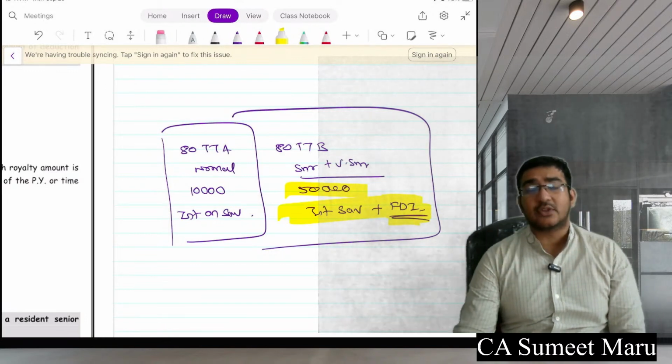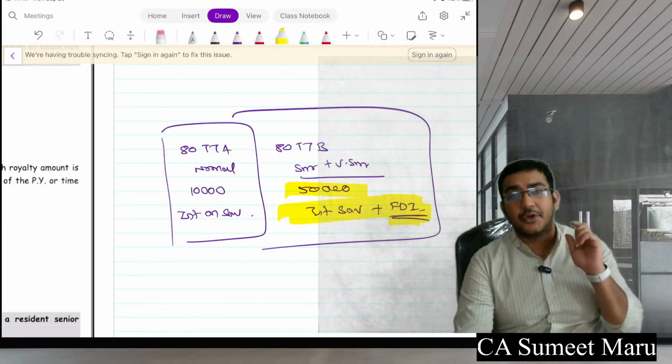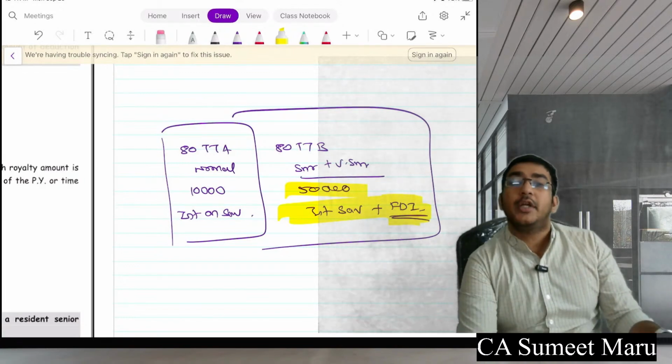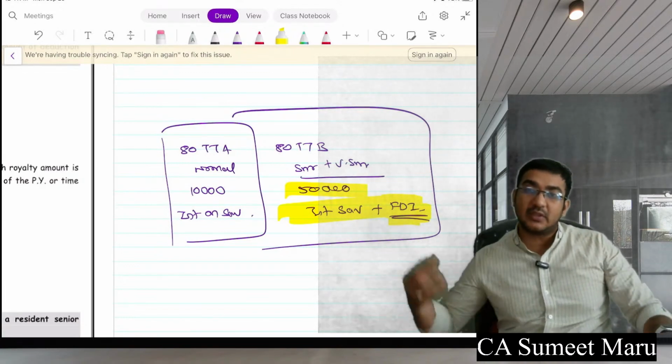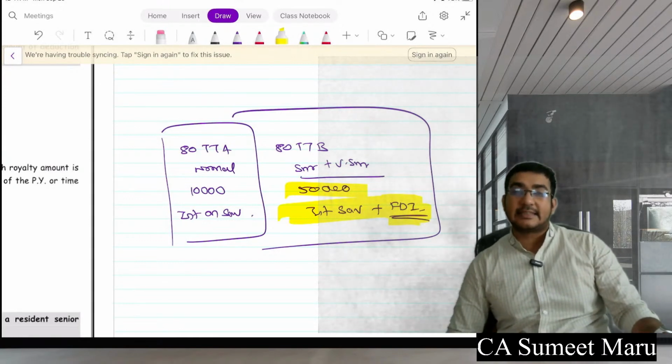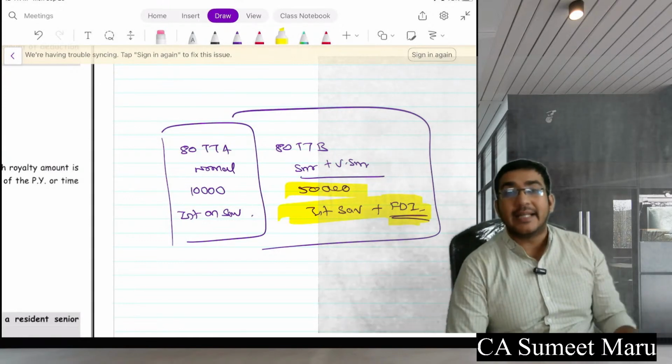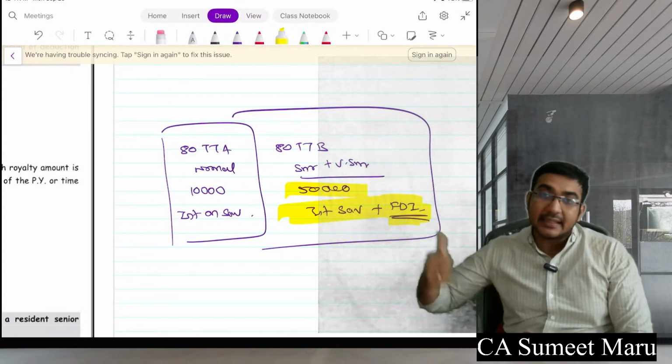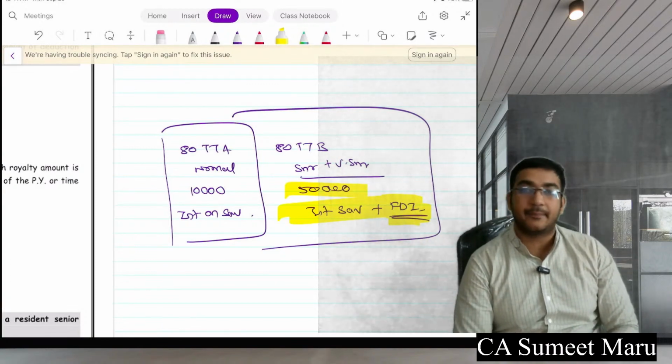As soon as the question specifies a senior citizen, your bulb should be on. Not only for your taxation rate, but also for certain deductions which are applicable for senior citizens. Like for 80D, the limit increases. 80TTB is applicable to them, not TTA.